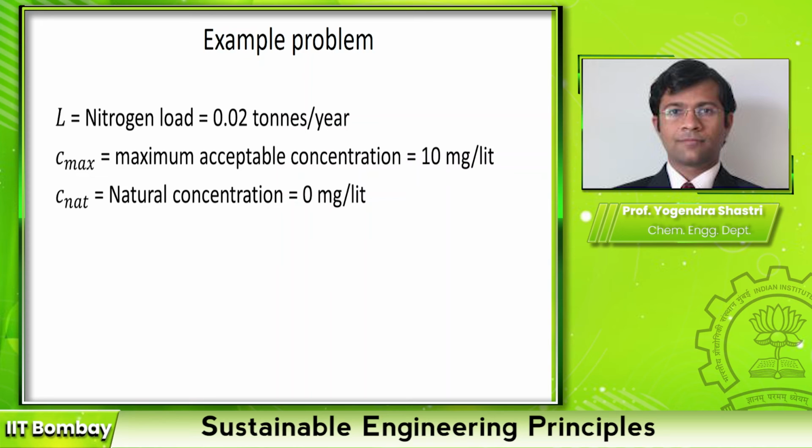Let us assume that the maximum acceptable concentration of nitrogen in the water body is 10 milligrams per liter. So you cannot have a concentration more than 10 mg per liter. And to begin with, let us assume that the natural concentration is 0. So that means by default, without any human intervention, there is no nitrogen content in the water body. So now, given these numbers, let us try to calculate the water footprint.